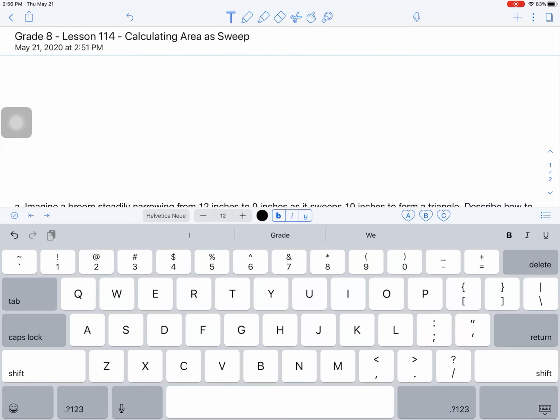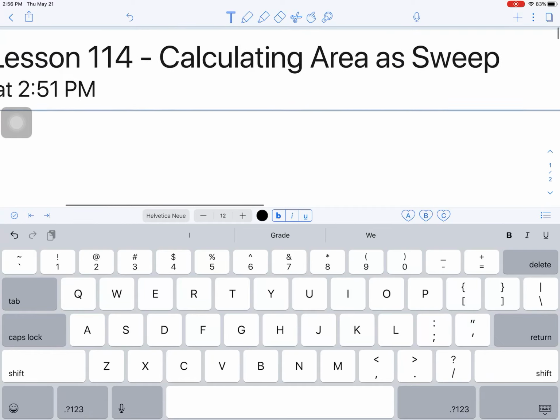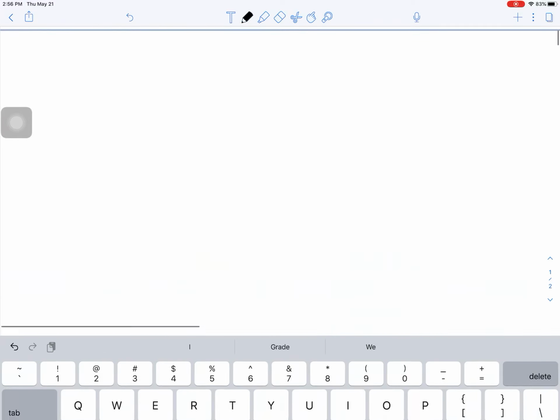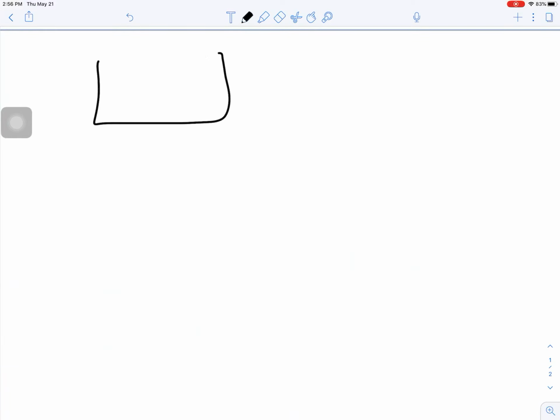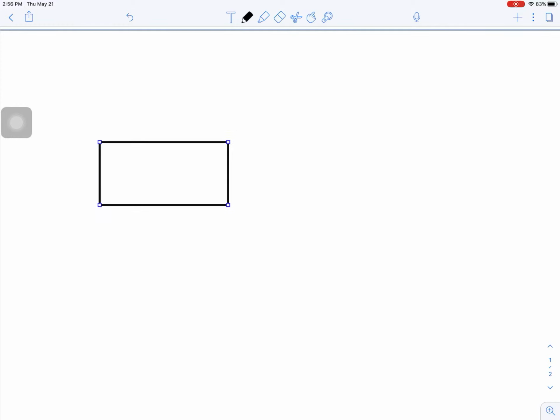So normally when you use a broom, for example, if you have a rectangular area and you have your broom going and it pushes that way, you have your brush on the end of the broom. That's easy to figure out the area.